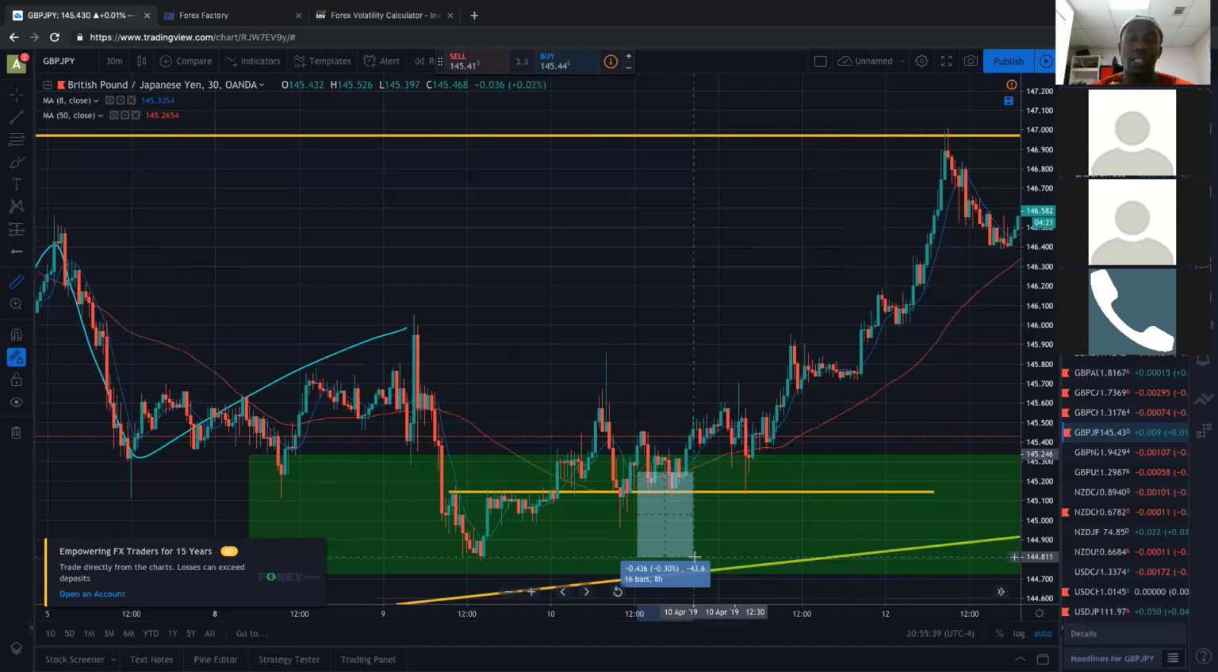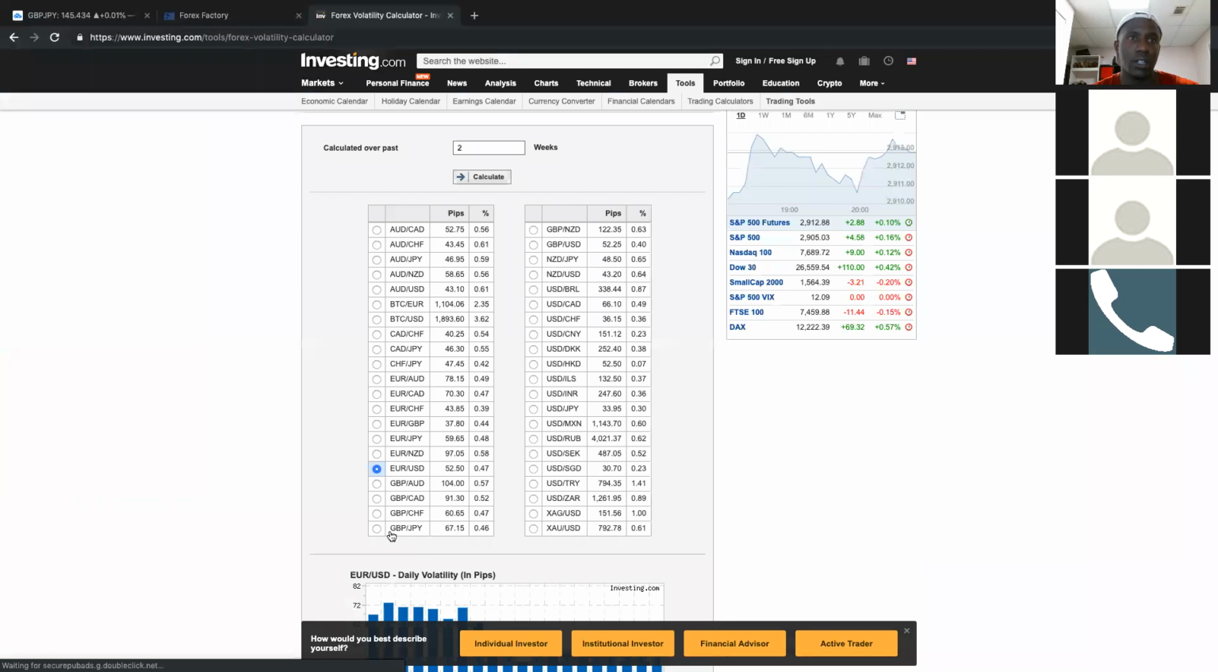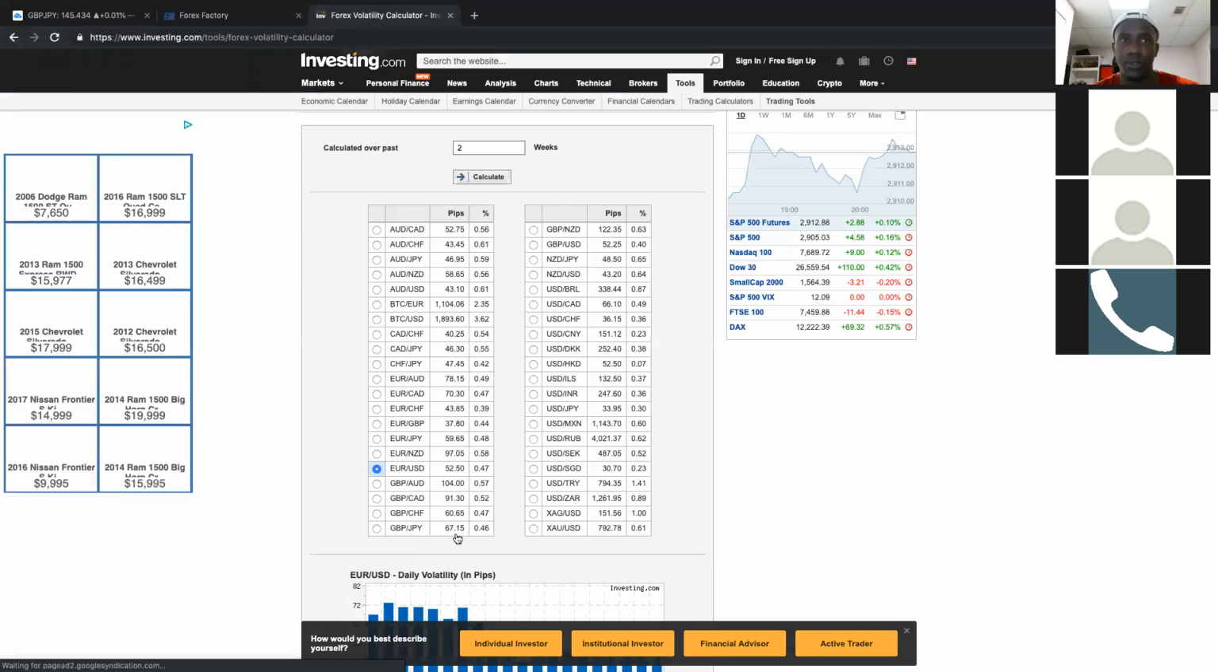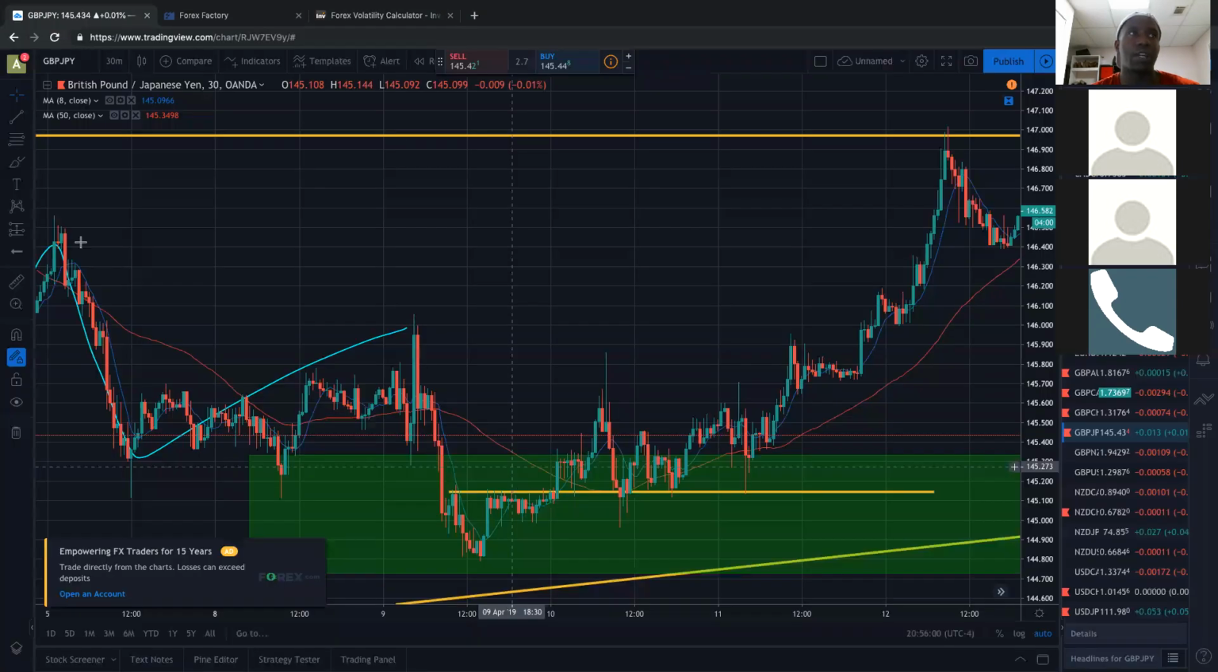So we want at least 100 pips of upside motion. Now, 100 pips, that's a lot to be trying to grasp. So anywhere between, knowing that the British pound and the Japanese yen moves a certain amount, let's look at it on the Forex volatility calculator. Right here it says 67 pips, right? So knowing that, it could be a 1-to-1.